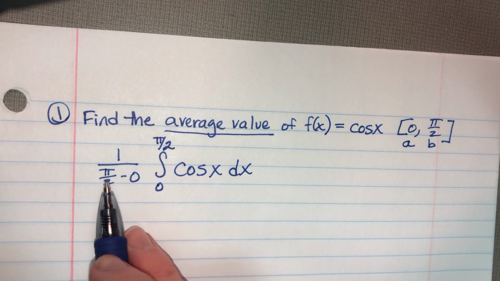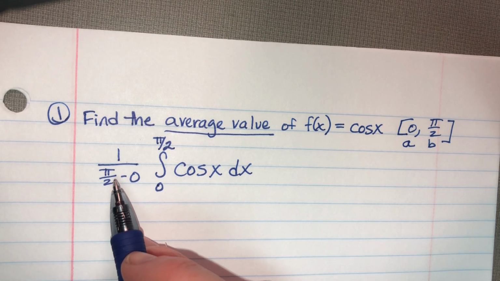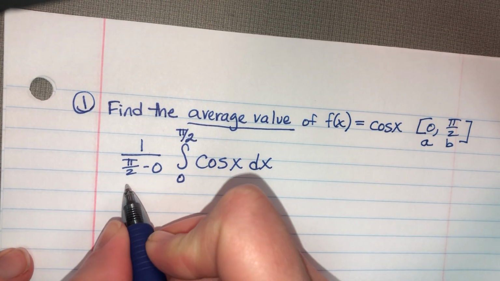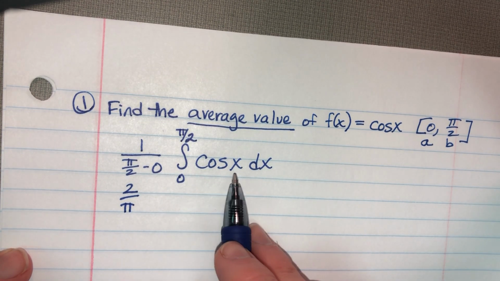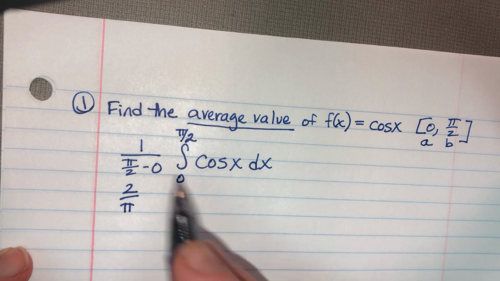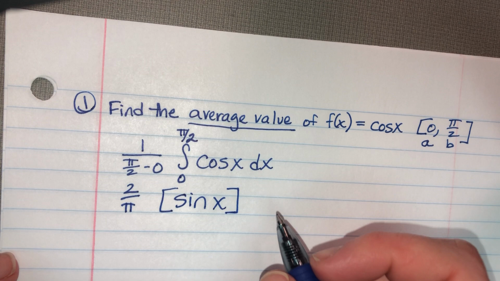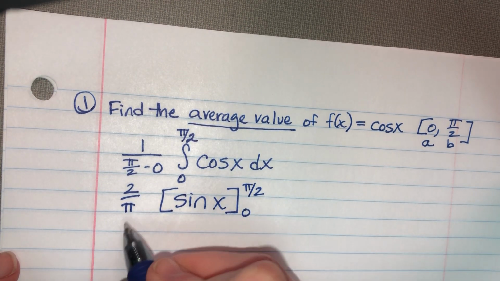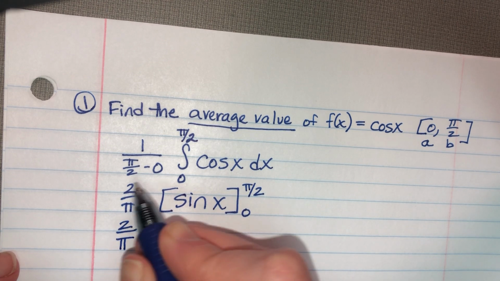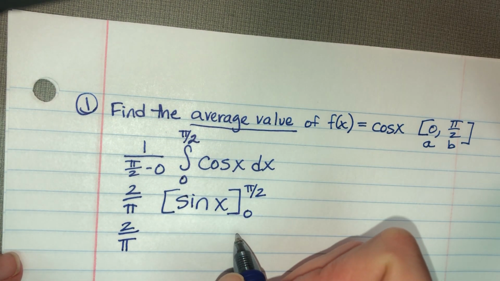So 1 over pi over 2, if I divide by a fraction, I multiply by the reciprocal. So that would be equal to 2 over pi. And now I'm going to do the antiderivative of cosine, which would be sine, because the derivative of sine is cosine. And then this will be evaluated from 0 to pi over 2. So I'm going to leave my constant multiplier out here in the front till I finish with my definite integral.